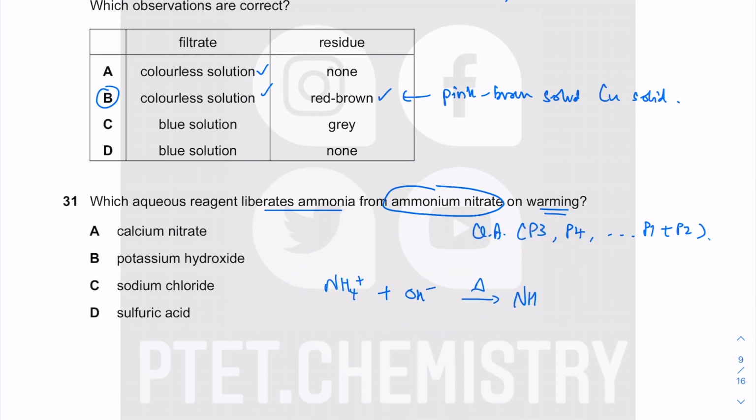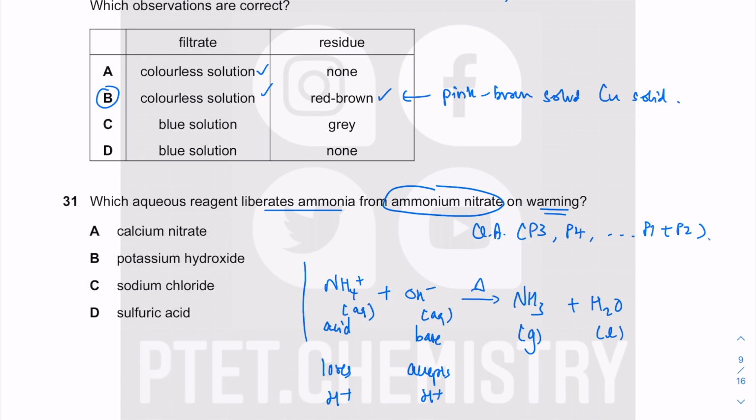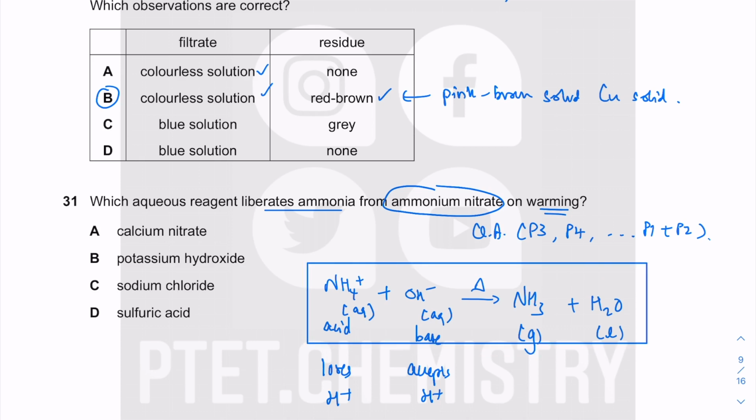So what happened then is, this is the base, it accepts the H+ from NH4+, so NH4+ is acting as an acid. It loses the H+ to the OH-, and you will also form water. This is the ionic equation, and it has to be balanced. For every single ammonium plus hydroxide reaction, it always comes down to this ionic equation.